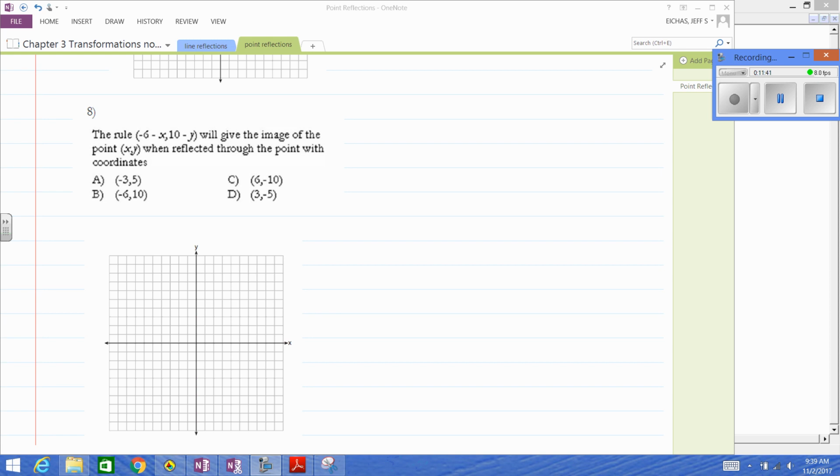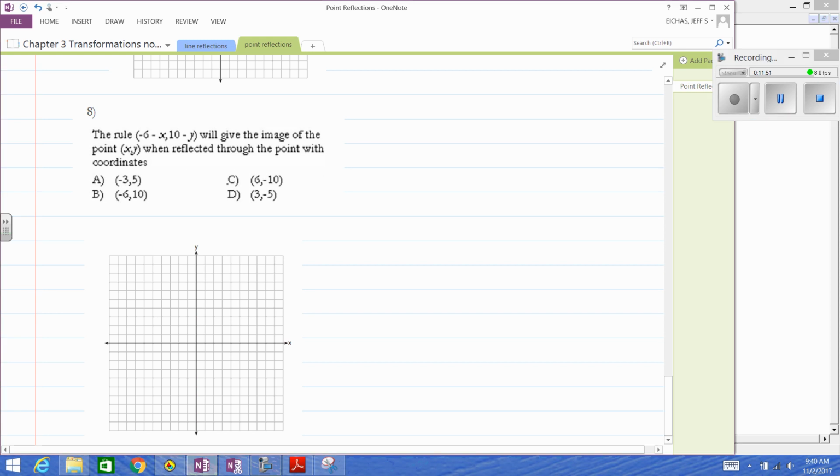So let's do number 8. Let's do it algebraically first, just so you could see how to do that both ways. Let's try to work on finding the point we reflect through. Find it algebraically. Now, if we remember the concept that the point we reflect through is the midpoint of the pre-image to image segment, we can use the formula for midpoint.